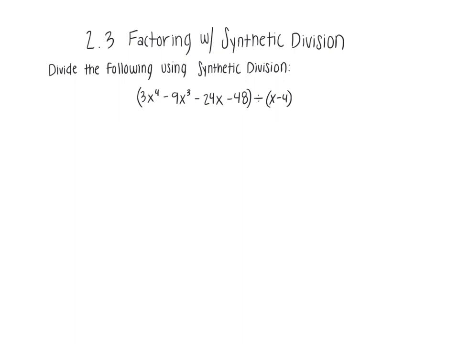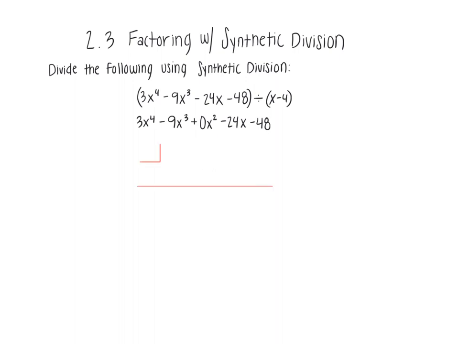And since we're missing x squared, we're going to have to get a placeholder. So here's what that looks like. 3x to the fourth minus 9x cubed plus 0x squared minus 24x minus 48. Whenever a term is missing, you simply place a 0 in front of it and add it to your equation. So here we have 0x squared.